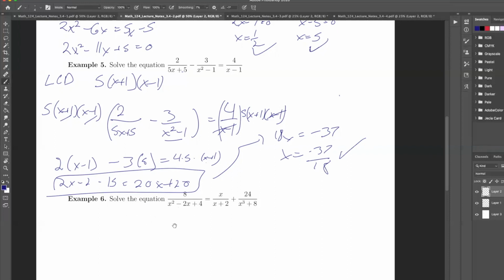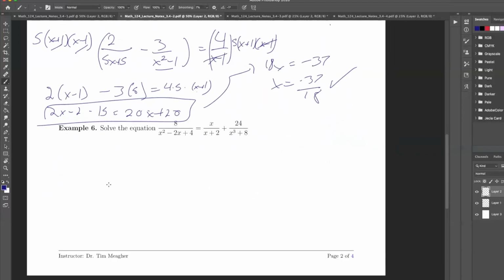All right, for this next one here, let's see how I can do this properly. So x cubed plus 8, we know, factors into something. It factors into x plus 2, and then x squared minus 2x plus 4.